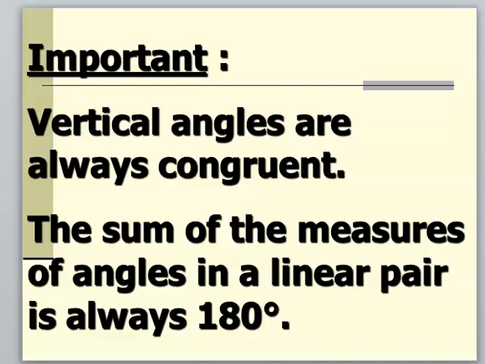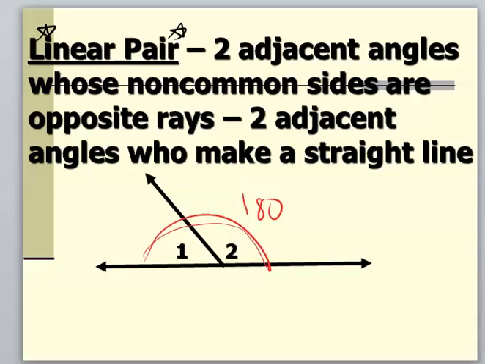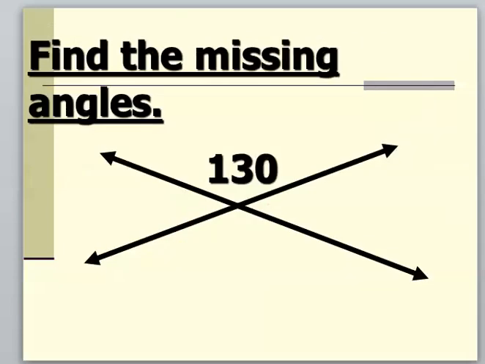The second important thing is that the sum of the measures of angles in a linear pair is always 180. We're going to go back to the picture. This is a pair of angles that make up a line. Lines are always 180 degrees. So if you have this pair of angles, you're going to add them up and set it equal to 180 to find individual measures. So we're going to go to some pictures.